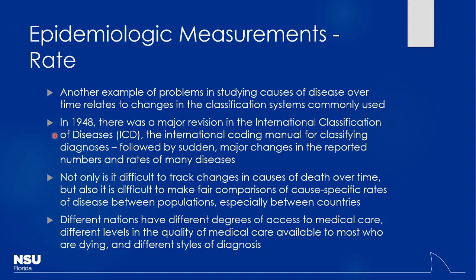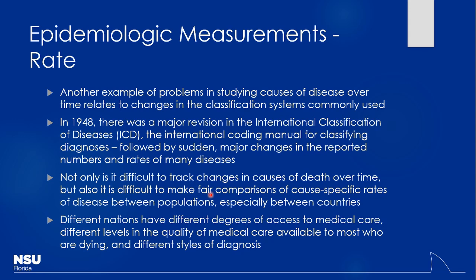But anyway, what they found was that when they made this major revision, it was followed by sudden major changes in reported numbers and rates of many diseases. Now, do you think magically, just because they introduced this new classification, the actual rates of diseases were changing? Probably not. But how they get classified certainly may have changed, and that can make it very difficult when you're trying to look at historical information. So it can be difficult to look at causes for death over time, because maybe you're looking at two different classification systems, two different types of numbers.